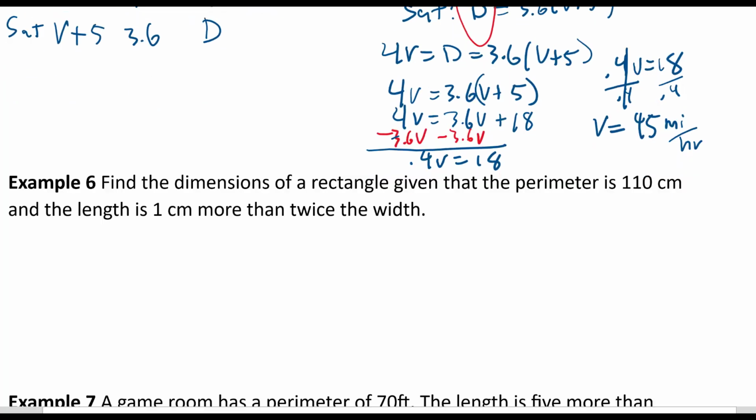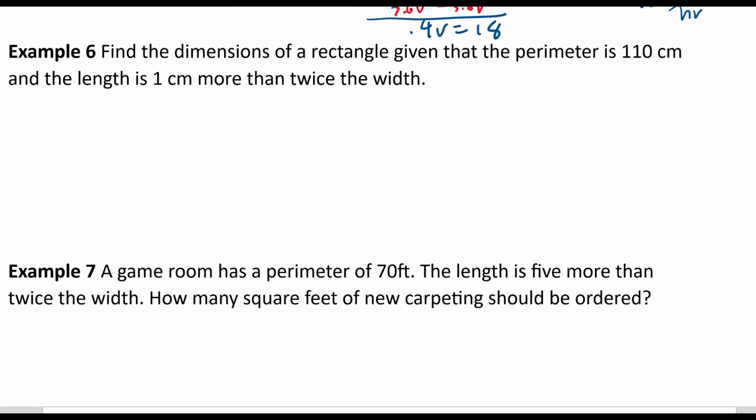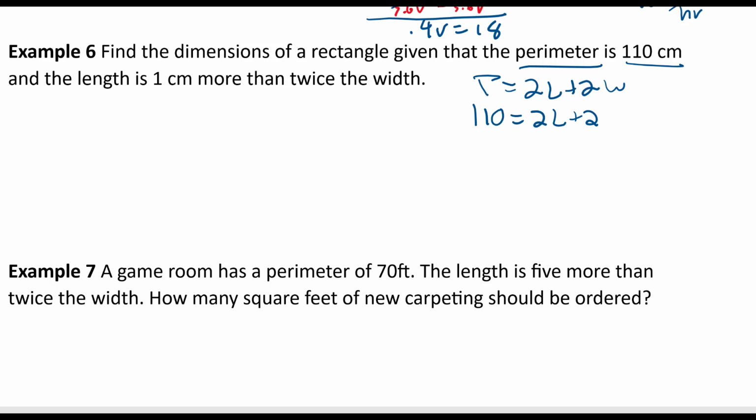Let's go on to example 6. Find the dimensions of a rectangle. So remember our perimeter is 2L plus 2W. Find the dimensions of a rectangle, given that the perimeter is 110. So we have 110 equals 2L plus 2W. And the length is 1 more than twice the width. So length equals, sorry, 1 more than twice the width. I think I said something different. 2 times the width, 2W plus 1.